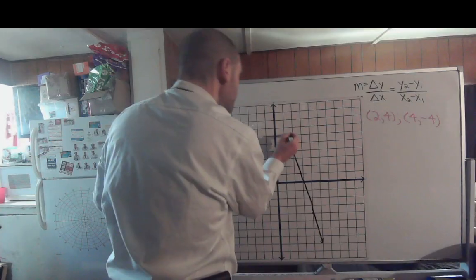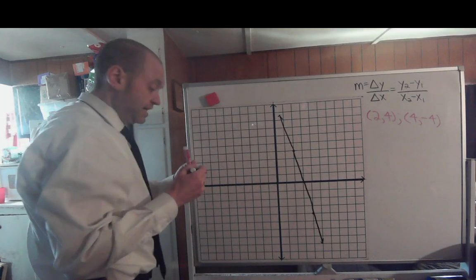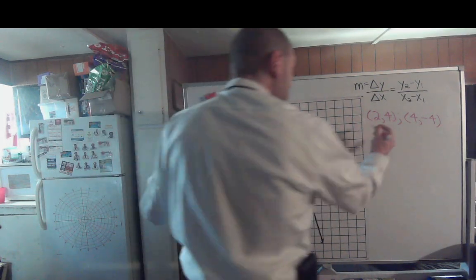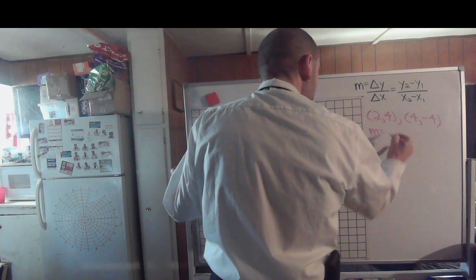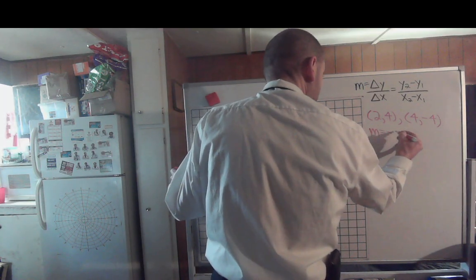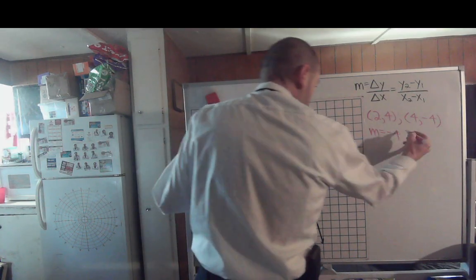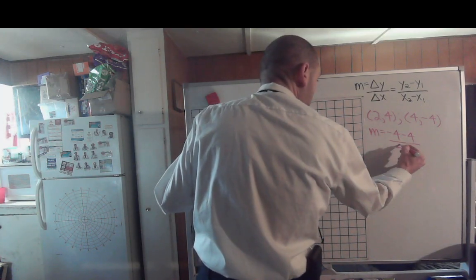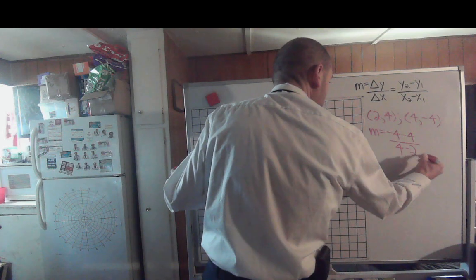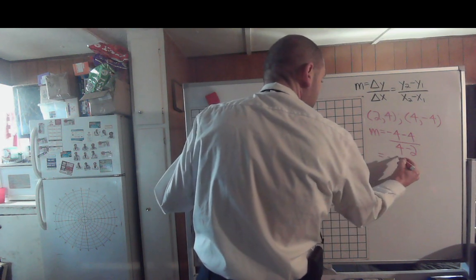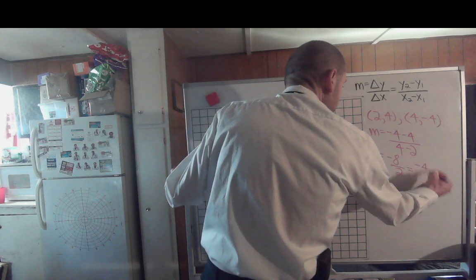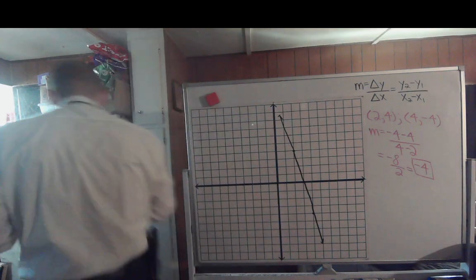Looking at this, you're going to say that's a very steep negative slope. And again, you'd be correct. So what is that slope? Well, that's going to equal your y2 of -4 minus your y1 of 4, all over your x2 of 4 minus your x1 of 2. This ends up giving you -8 over 2, or simply -4. So the slope of this particular line would in fact be -4.